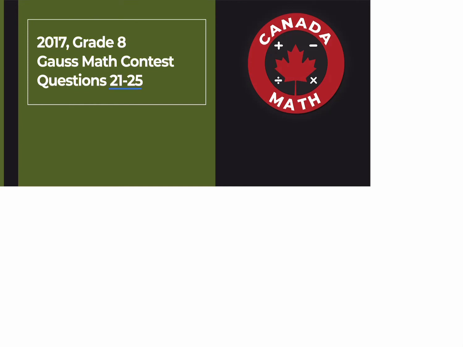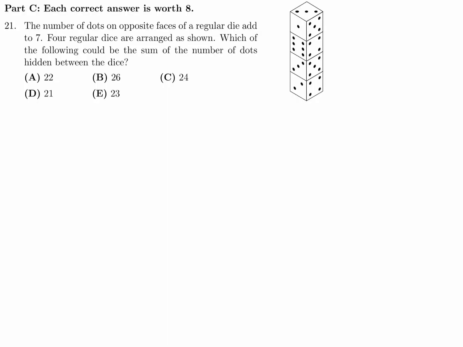Questions 21 through 25 on the 2017 Grade 8 Gauss Math Contest. The number of dots on opposite faces of a regular die add to 7. 4 regular dice are arranged as shown. Which of the following could be the sum of the number of dots hidden between the dice?